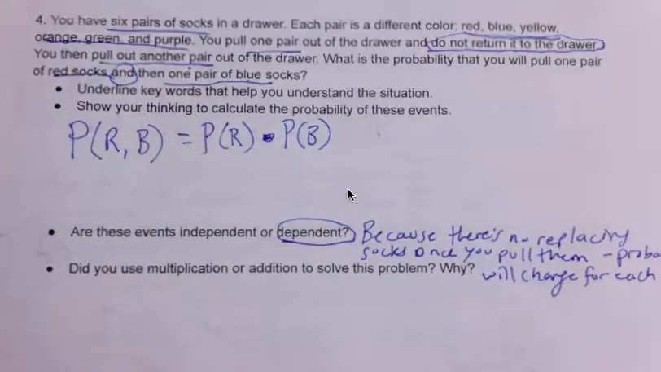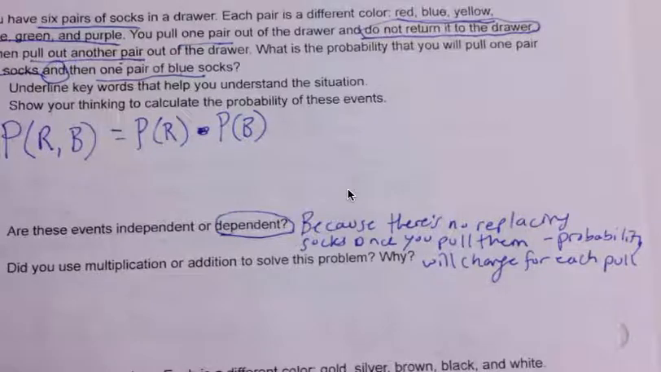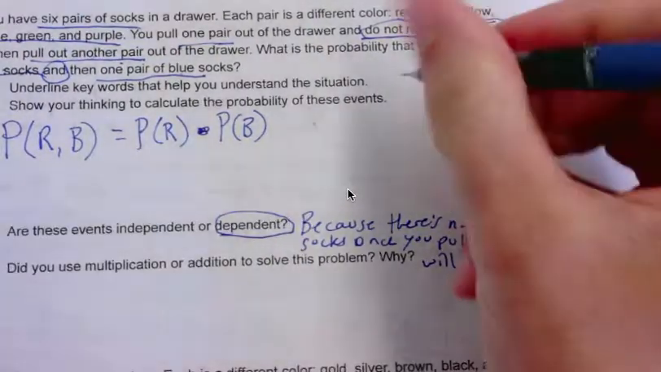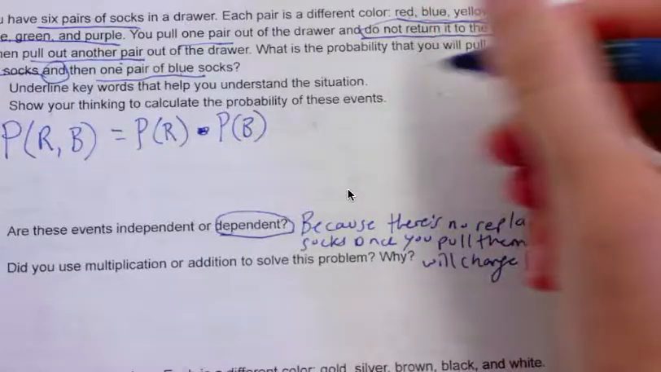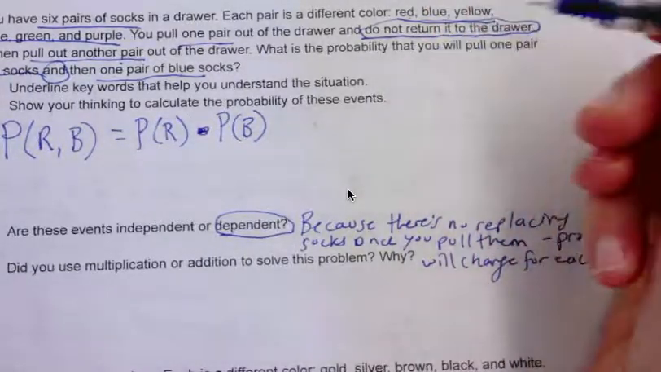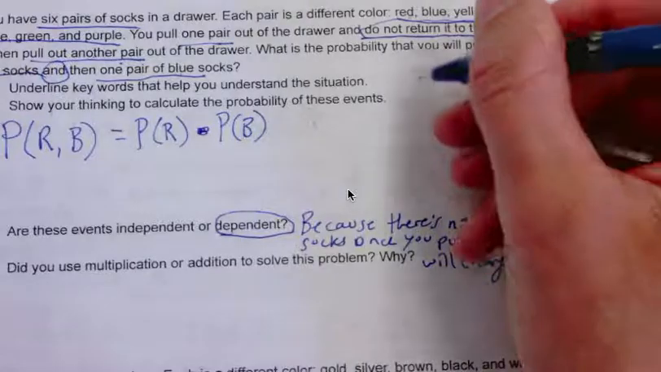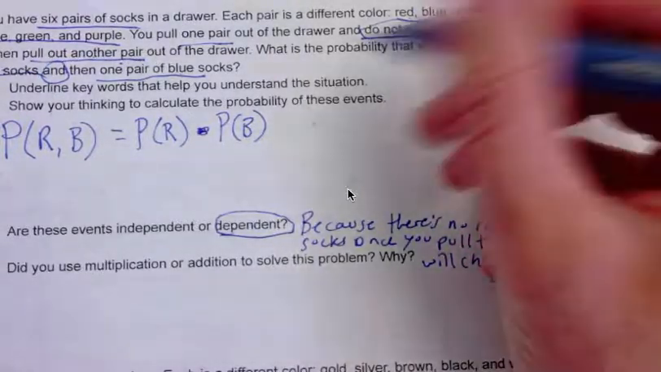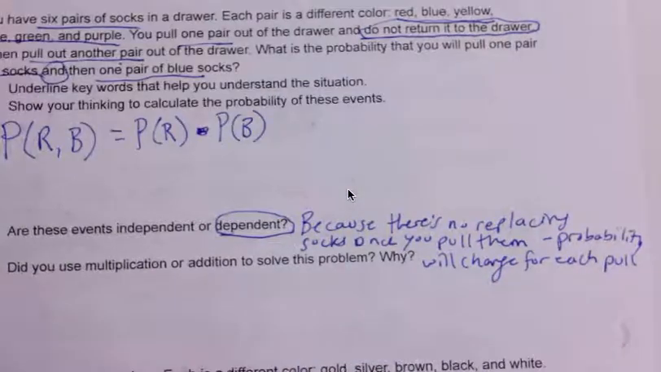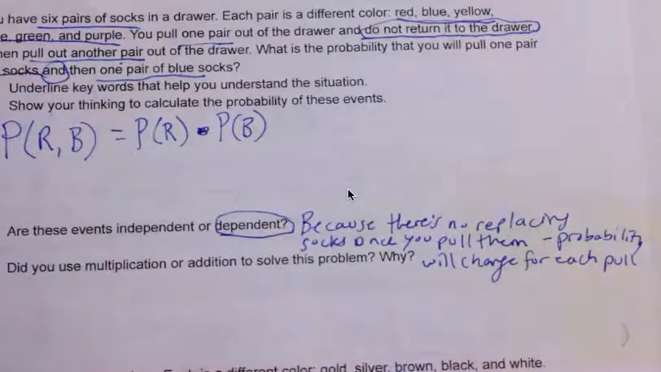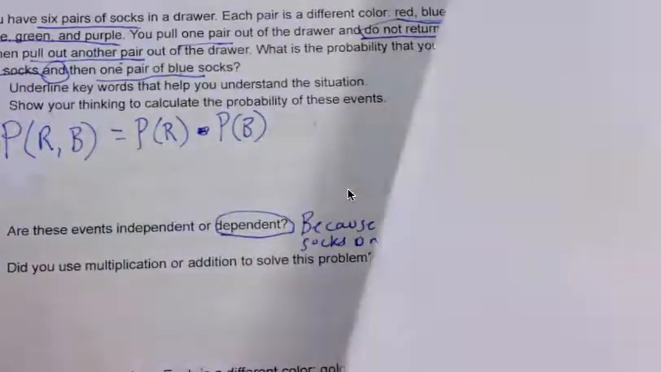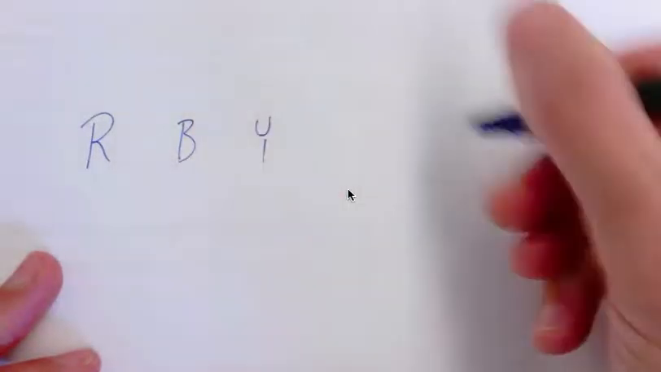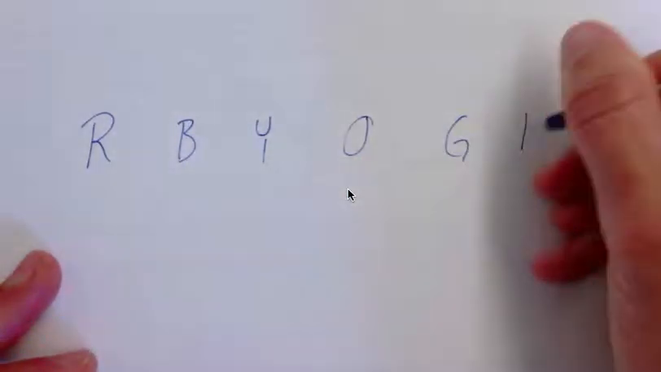Sorry, my handwriting is not very good. So I like to see this sort of problem with a tree diagram. I think it helps to think about things. So I'm going to put red, blue, yellow, orange, green, and purple. I actually think I need a separate sheet of paper. Sorry. Red, blue, yellow, orange, green, and purple. Red, blue, yellow, orange, green, and purple.